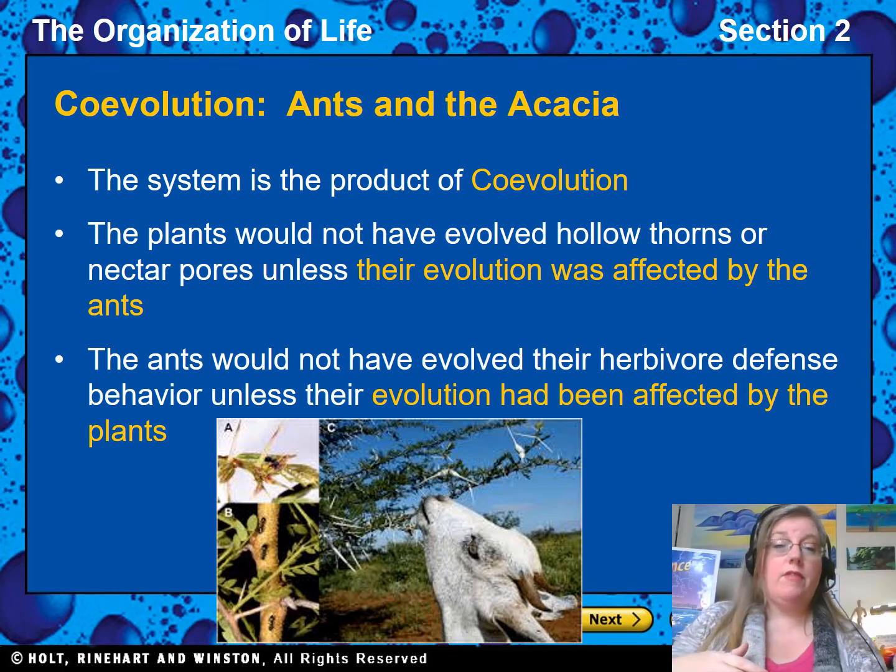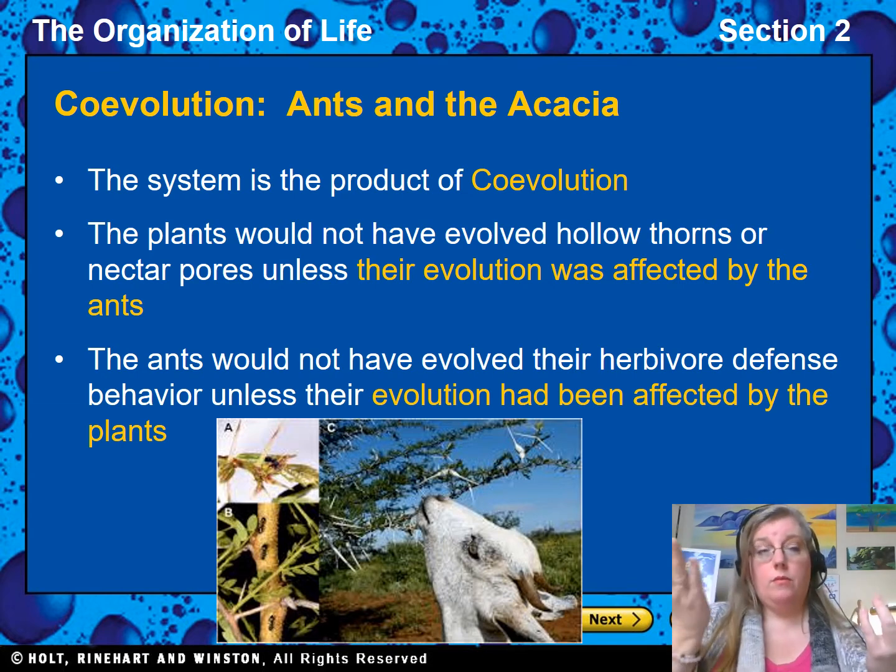The plants wouldn't have evolved those hollow thorns or the nectar pores unless the ants had been there, unless it was affected by the ants. And the ants wouldn't have evolved the herbivore defense unless they had been affected by the acacia plants. So this is like a coevolution.